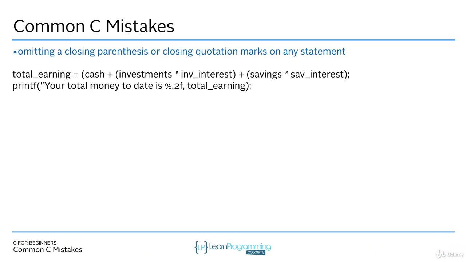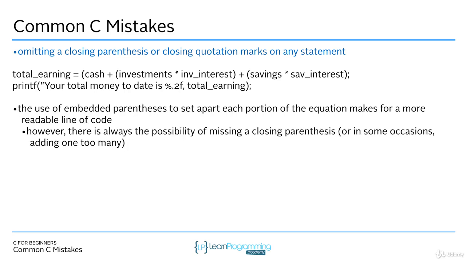Omitting a closing parenthesis or closing quotation marks on any statement. Very common. This is also directly related to brackets too. Having a starting curly brace and then not ending the curly brace. Same thing with parentheses. In this case, we have 2 starting left parentheses, or 3, but we only have 2 ending parentheses. We're missing an ending right parenthesis. That would be a syntax error that the compiler would find.